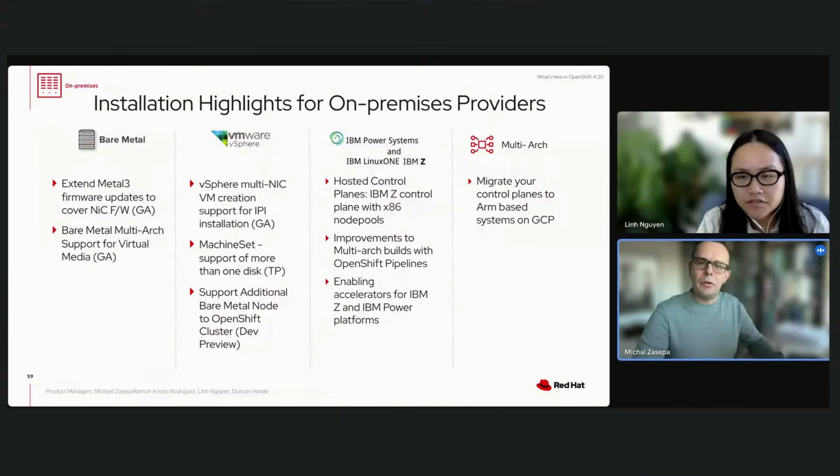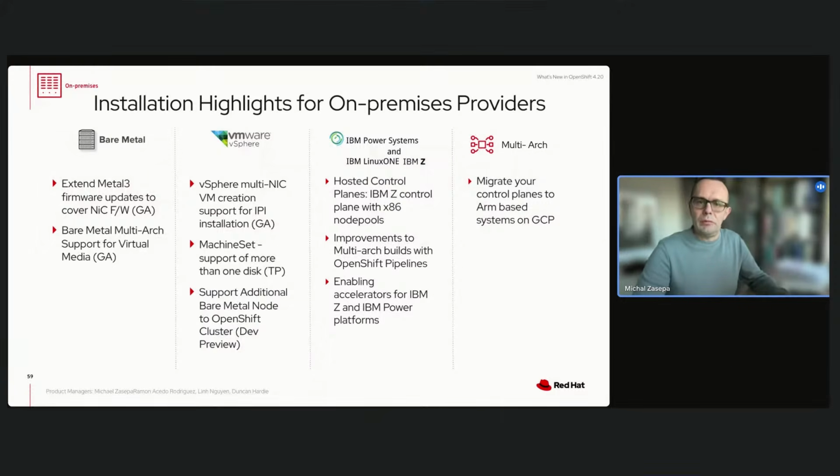Let me focus now on some changes in installation and infrastructure pipeline. Starting with bare metal, we are making things smoother. First up, we are extending Metal Cube firmware update to cover NIC firmware. This is going GA, meaning better hardware management out of the box. We are also bringing multi-arch support for virtual media, which is our first step. Next up, we will tackle PXE and network booting.